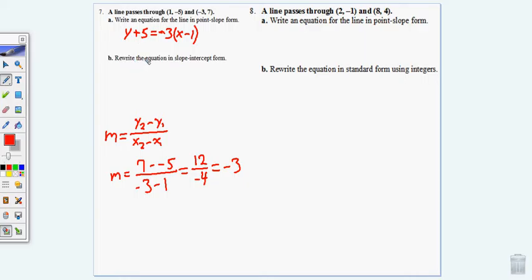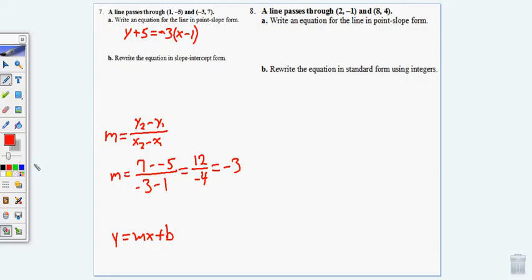Next, it says to rewrite the equation in slope-intercept form. I already have the slope. I just need to change this into slope-intercept form, which, remember, means you have y equals mx plus b. So we want y by itself on one side. If we want to get y by itself, we basically have to get rid of this 5, and we have to get rid of this parentheses. There's no parentheses in slope-intercept form.